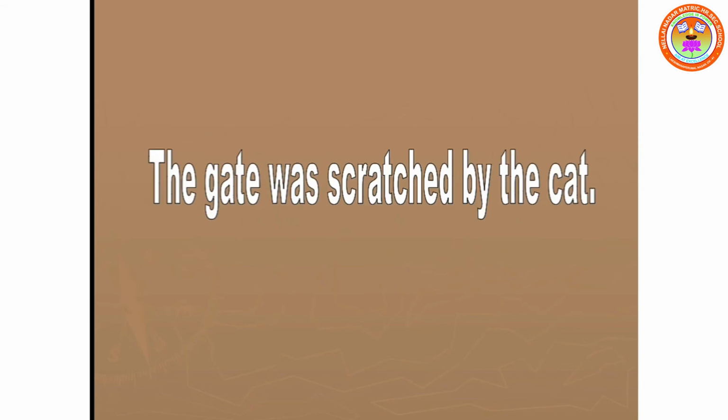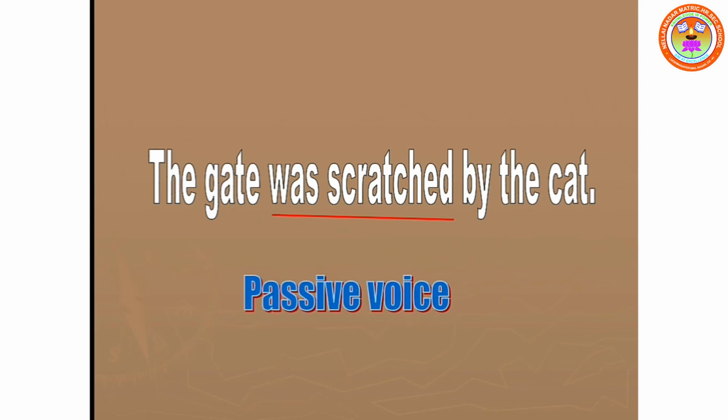Next sentence, the gate was scratched by the cat. In this sentence, the subject, the gate, didn't do any action. And one more thing we have to note. In this sentence, we have was plus verb 3. Was plus verb 3 indicates the passive form. So, the answer is passive voice. Remember children, was plus verb 3 indicates passive voice. Was plus verb plus ing indicates active voice.